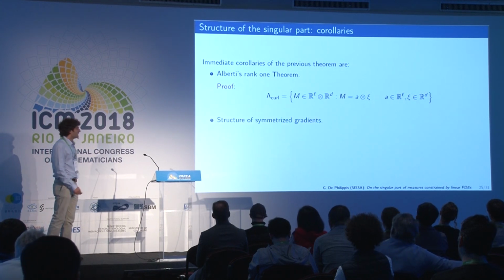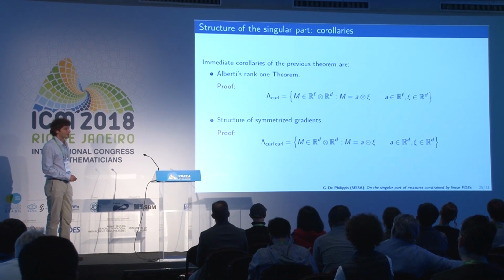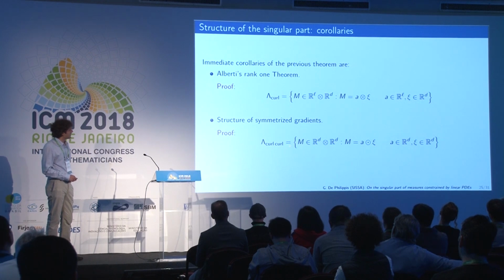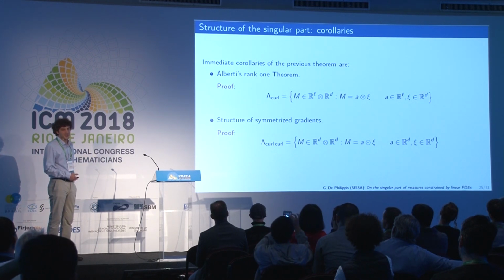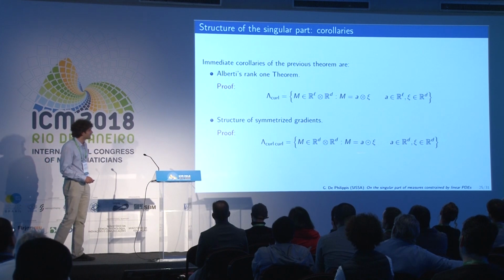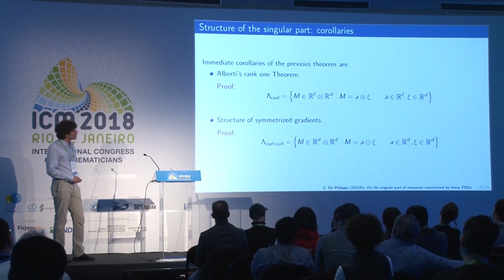The second corollary concerns the structure of symmetrized gradients. I provide a positive answer to the conjecture I was presenting before. Again, the proof is one line. You just have to compute the wave cone of the curl curl, which is just an algebraic computation, which might take some time, I have to admit. But it tells you that the wave cone of the curl curl is actually given by symmetrized tensor products.